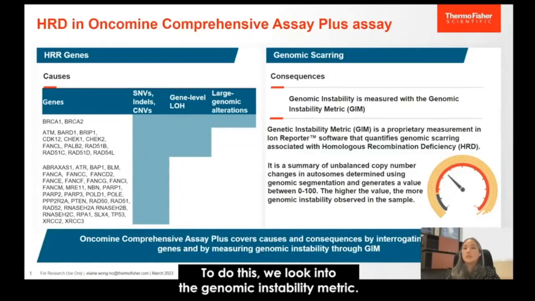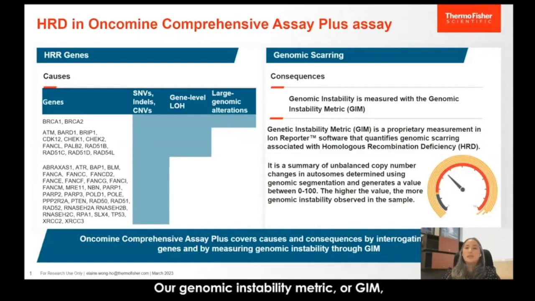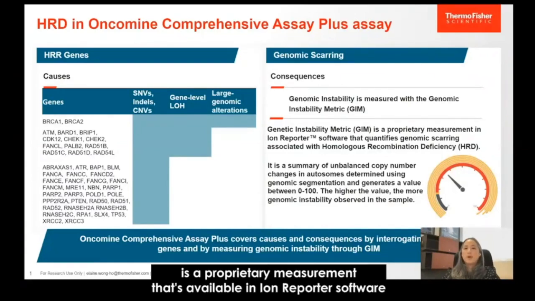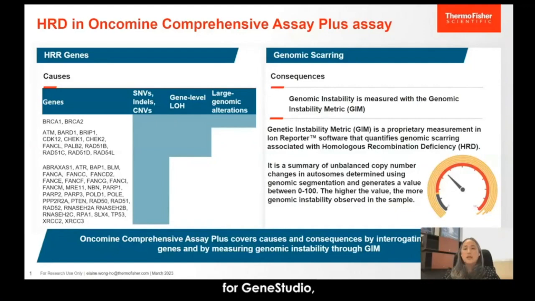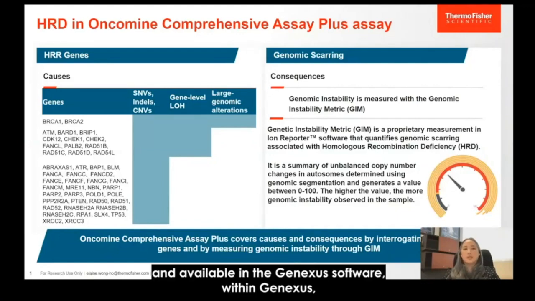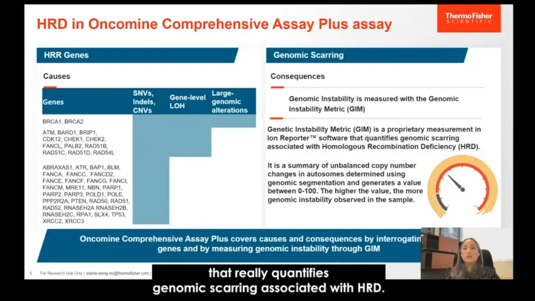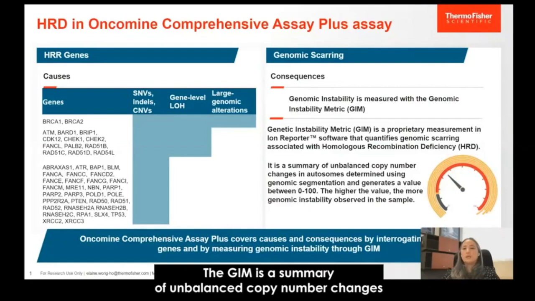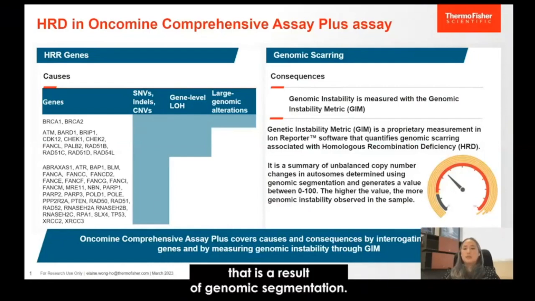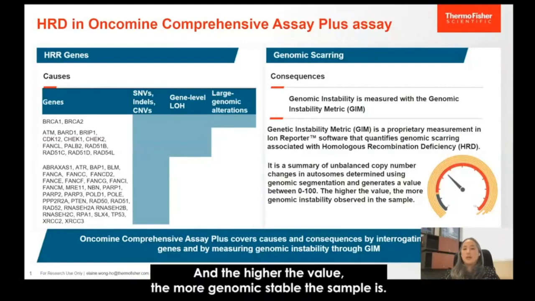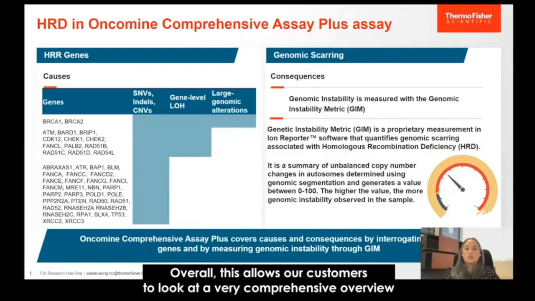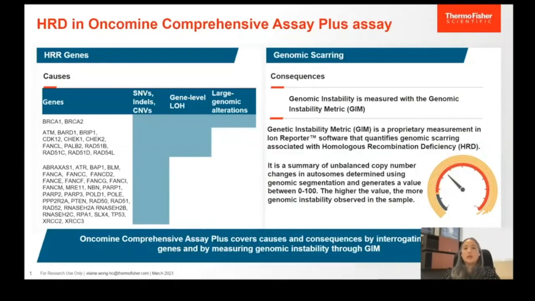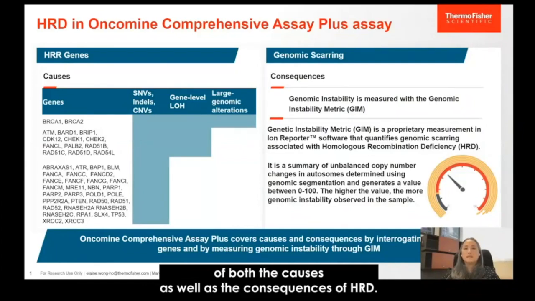To do this, we look into the genomic instability metric. Our genomic instability metric, or GIM, is a proprietary measurement that's available in iReporter software for GeneStudio and available in the Genexus software within Genexus that really quantifies genomic scarring associated with HRD. The GIM is a summary of unbalanced copy number changes that is a result of genomic segmentation. And the higher the value, the less genomically stable the sample is. Overall, this allows customers to look at a very comprehensive overview of both the causes as well as the consequences of HRD.